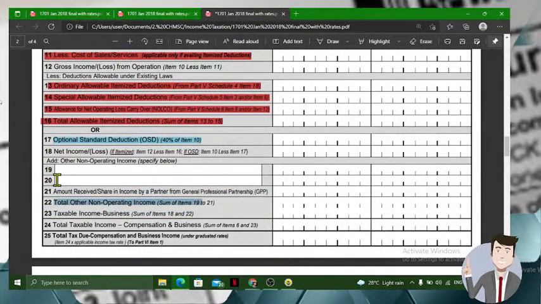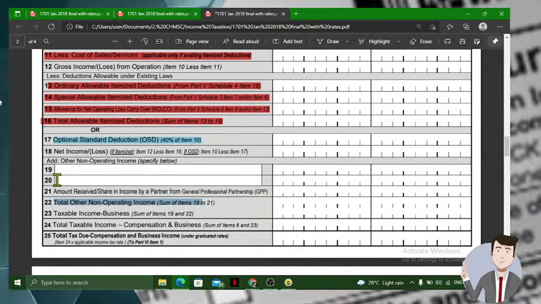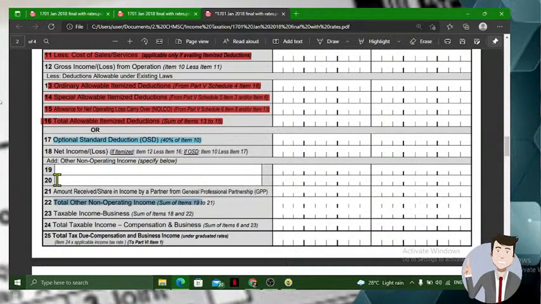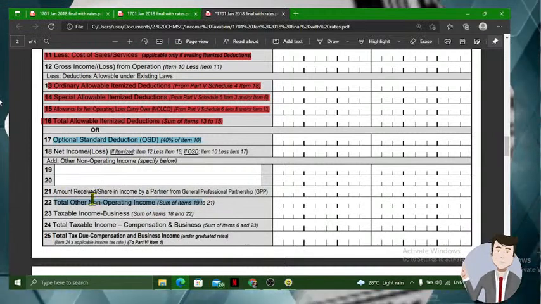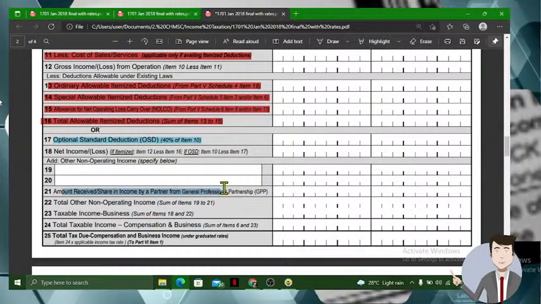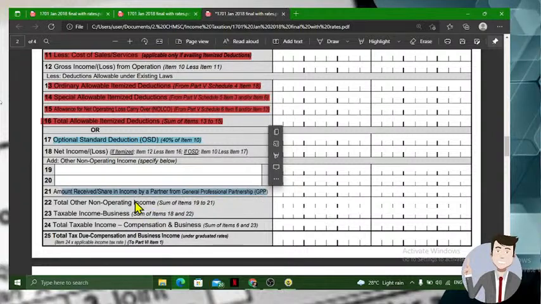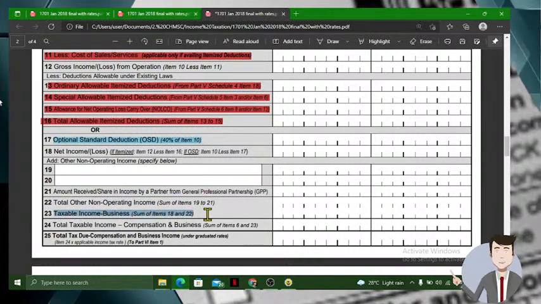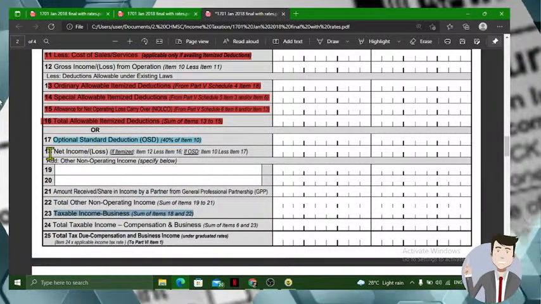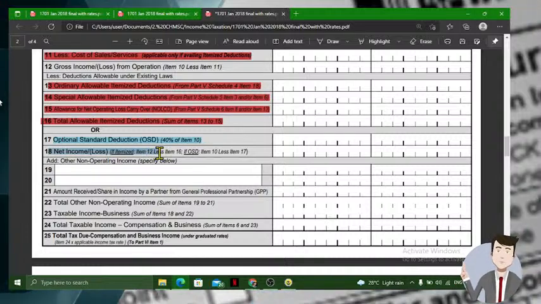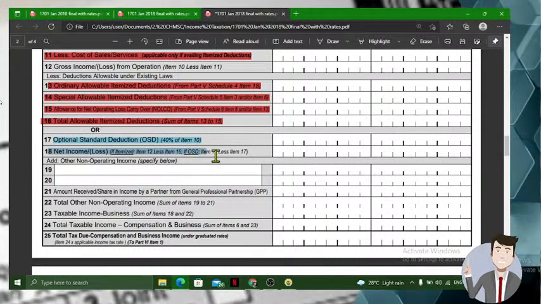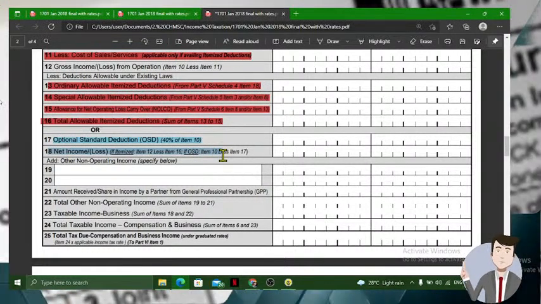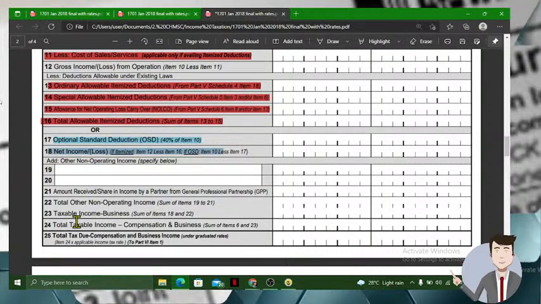Whatever your other non-operating income is, plus the amount received in share by a partner from a GPP, that is your total non-operating income. So your taxable income from business is the sum of your item number 18, sales less your itemized deduction, or less OSD if ever you are using the optional standard deduction. Okay.